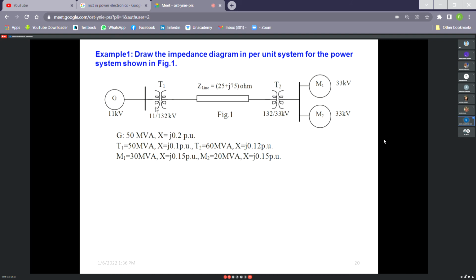Similarly, transformer 1 is 50 MVA, X is 0.1 per unit. All the values are calculated in a similar way based on their own base, right? Now you see there are four values of MVA available. Then what base MVA shall we take? We may take 100 MVA, none of these, we may take 50 MVA, we may take 60 MVA.